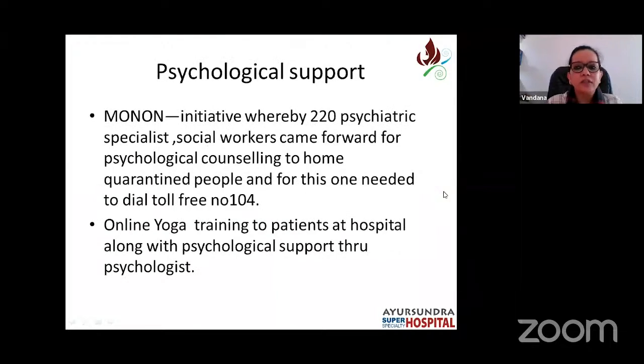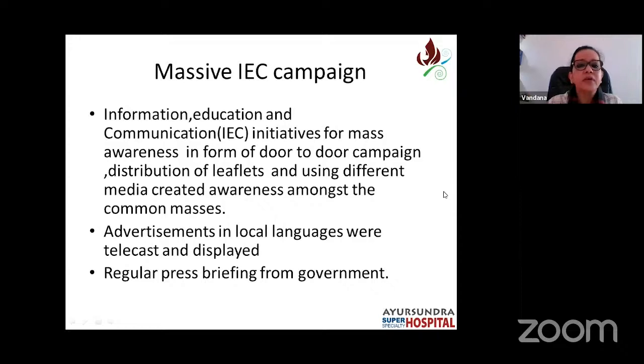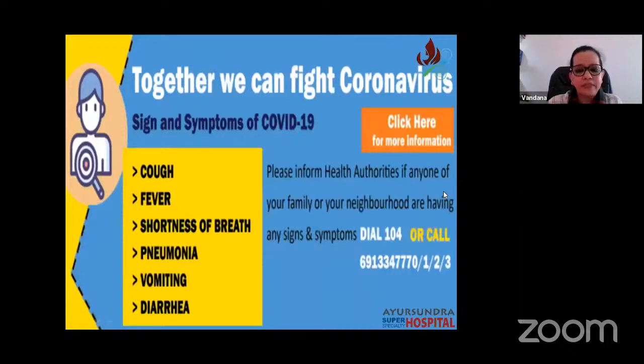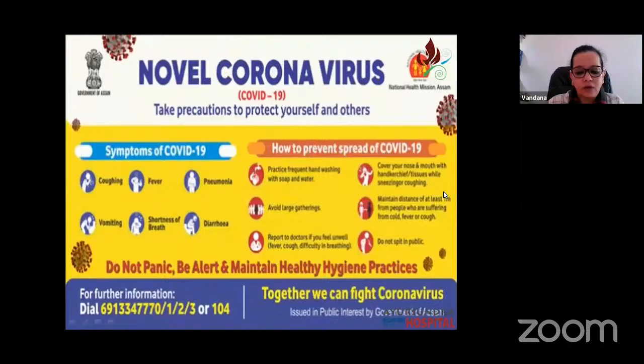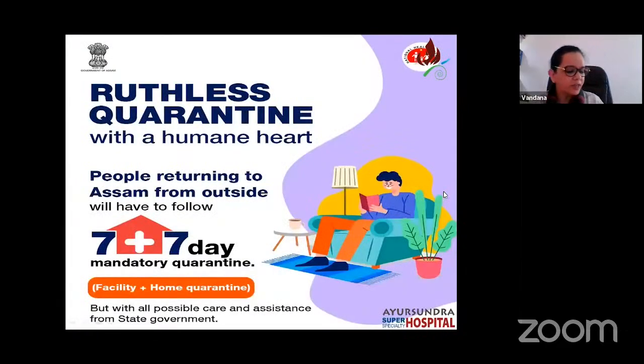The next strategy was psychological support, which was given to the workers as well as the patients who were admitted in the quarantine centers or were being treated, through online yoga classes and also through psychological counseling. The next strategy was a massive information, education, and communication initiative, basically for mass awareness. This was done in the form of door-to-door campaigning, distribution of leaflets basically in the vernacular languages, and print and media were also used, plus there was regular briefing from the government side. This led to a good creation of mass awareness. The next strategy was in the form of ruthless quarantine with a human heart.